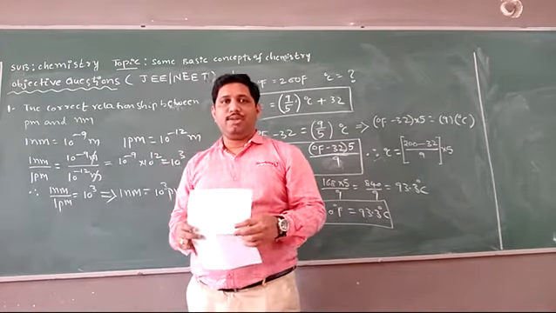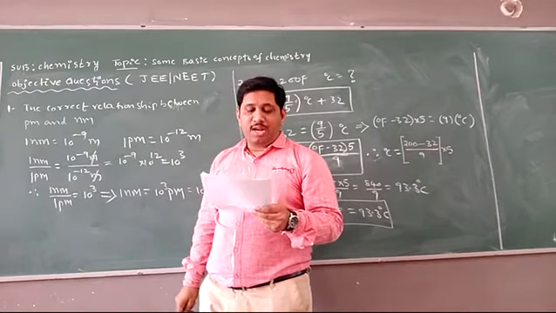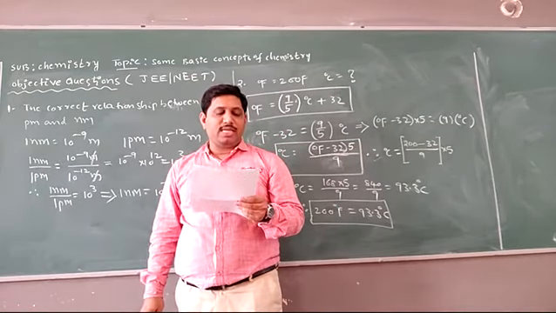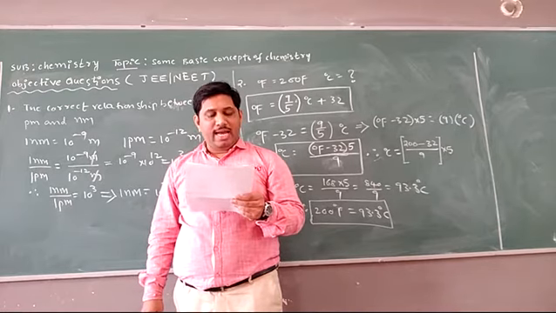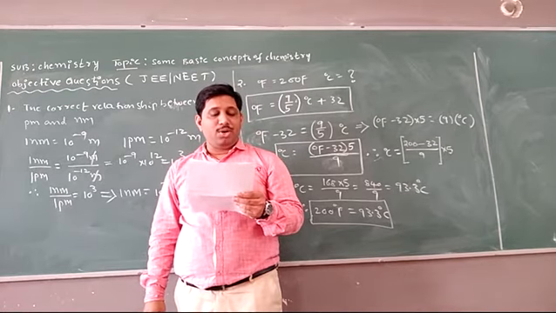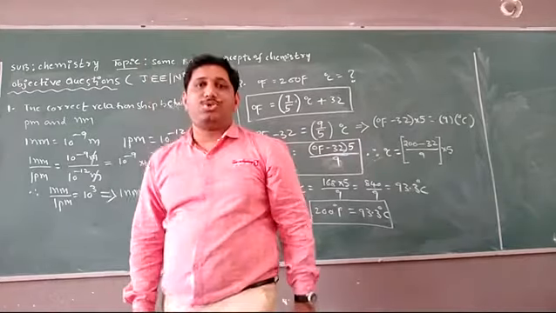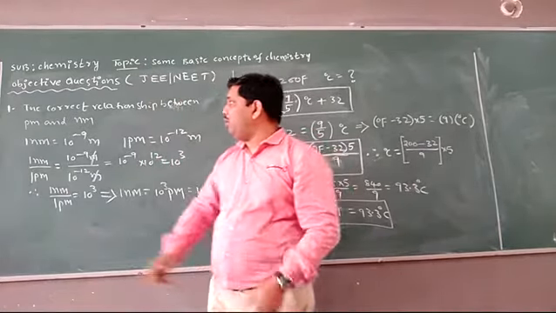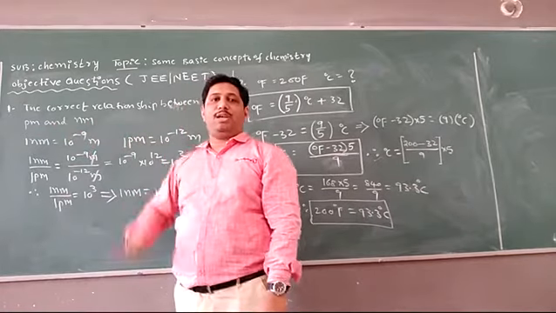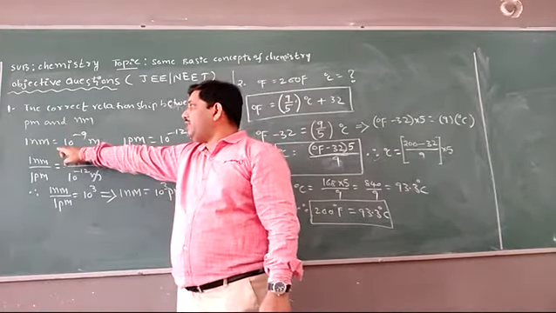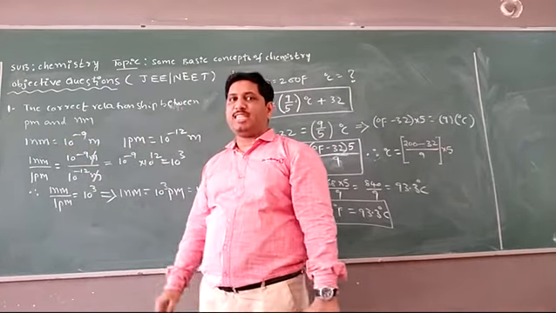Here some options are given, students. 1 nanometer is equal to 1000 picometers, 1 nanometer is equal to 10 picometers, 1 picometer is equal to 10 nanometers, 1 picometer is equal to 100 nanometers. They are clearly asking what is the relation between picometers and nanometers. First one, students, 1 nanometer is equal to 10 to the power of minus 9 meters.